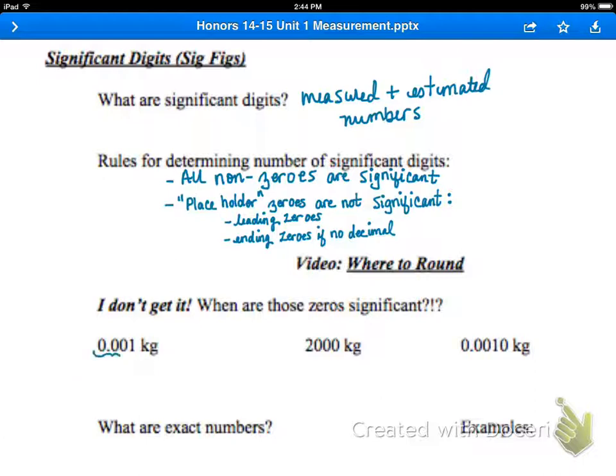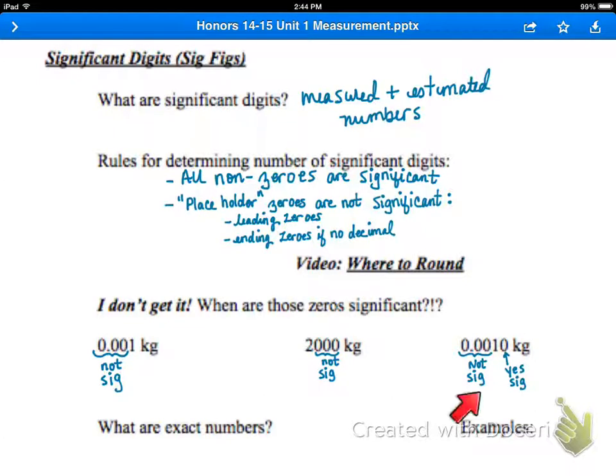0.001 kilograms. The leading zeros are not significant, so we have to have them, but they don't count for our sig figs. And 0.001 only has one sig fig. 2000, with no decimal. Because it has no decimal, these ending zeros are also not significant, so this number here only has one sig fig.